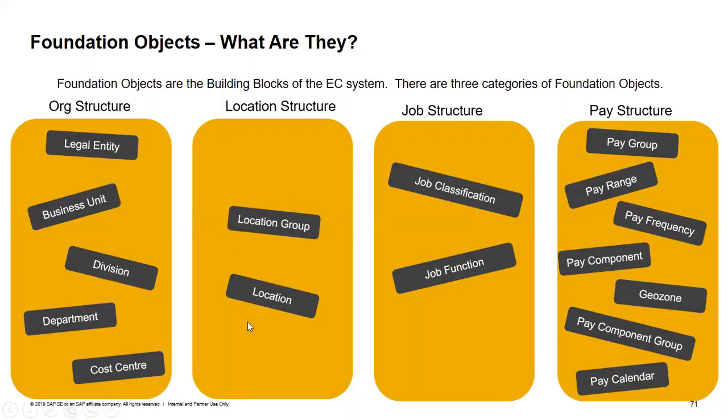Location structure elements, we have location group and location. Both of them are in corporate data model. Job structure, you have job classification and job function. Both of them are migrated, and now we are calling them MDF foundation objects. Under pay structure, we have pay group and pay calendar. These two are migrated. Pay range, frequency, pay component, geozone, and pay component group. So these are still in corporate data model, and now we still call them foundation objects.